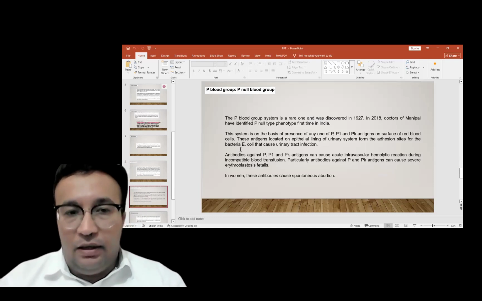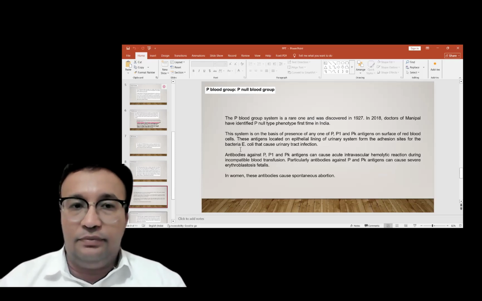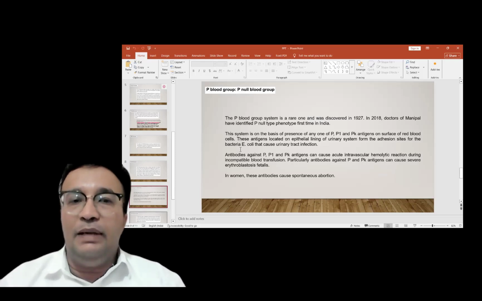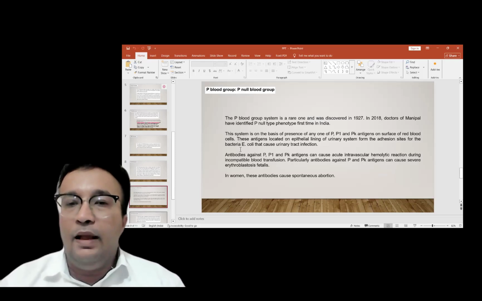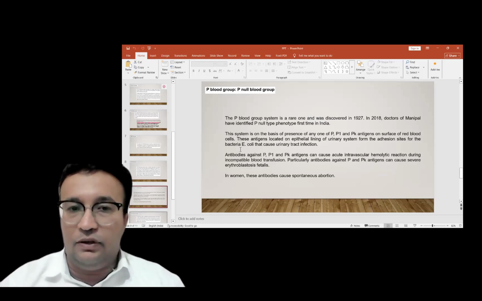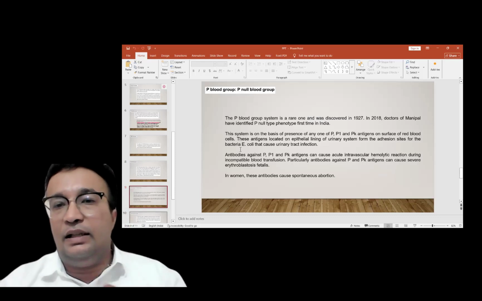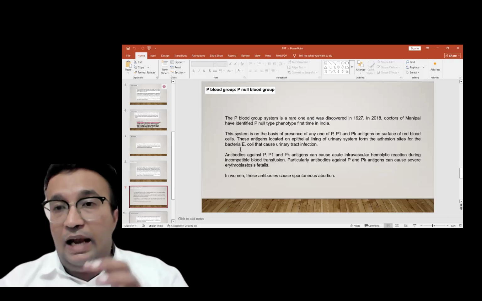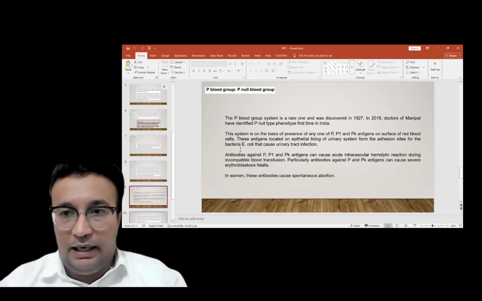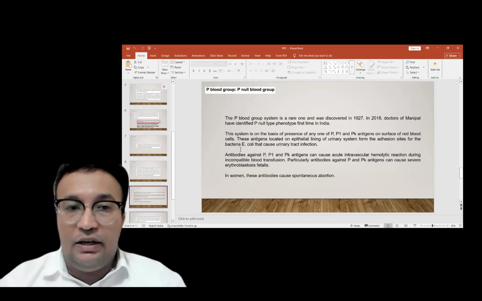Then there is P blood group. Okay, this is also a rare blood group system, and doctors of Manipal identified this p phenotype for the first time in India. It is made up of three kinds of antigens, P, P1 and PK antigens, on the surface of RBCs. These antigens are also associated with the epithelial cells of the urinary system, and they serve as sites for attachment of Escherichia coli bacteria. And Escherichia coli is a cause for UTI, that is urinary tract infections.